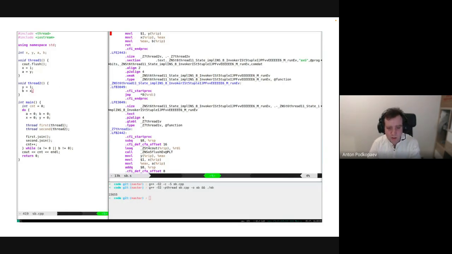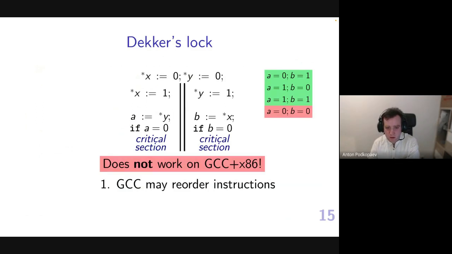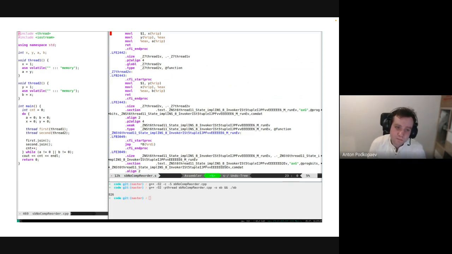Okay, so what we could do, we could try to somehow forbid GCC from reordering instructions. So to do that, we could insert empty assembly instructions. So here we did this, and here we did this. And if we now take a look at the compiled code, we'll see that in both of the assembly pieces, the first instruction we do is the write instruction. So the rearranging is not happening.